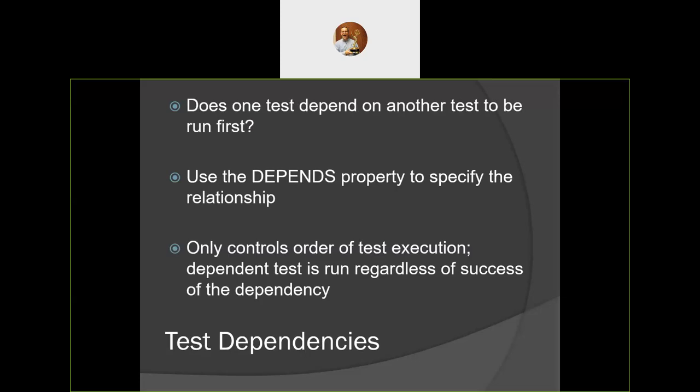Sometimes you have dependencies between tests. You might need another test to run first. Usually you want all your tests to be able to be run independently of each other and have no order dependencies, but sometimes it's just easier to set things up so that one test runs before another one. You can do this with a depends property. This only controls the order of the test execution. If test A depends on test B, it just says B will run first. If B fails, it will still run A. It does not act as a gating factor. It just acts as an ordering.